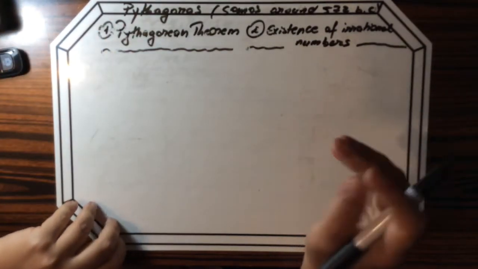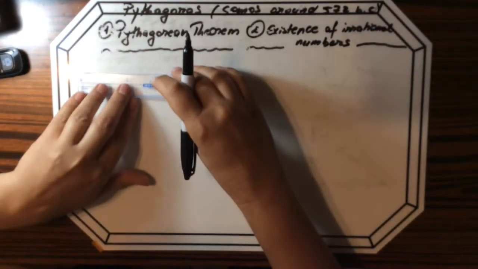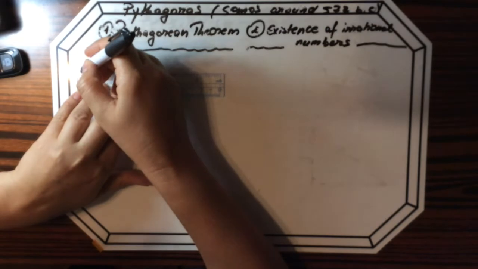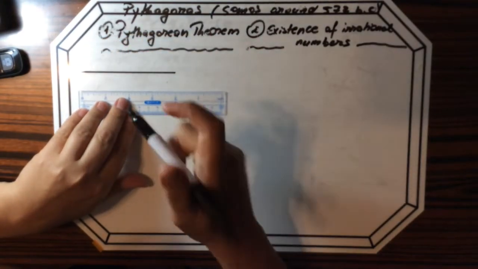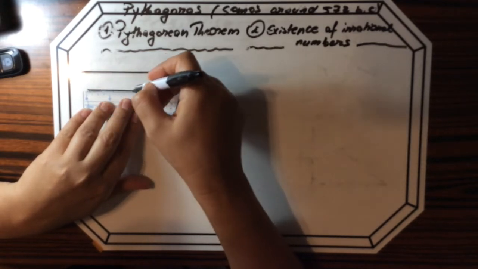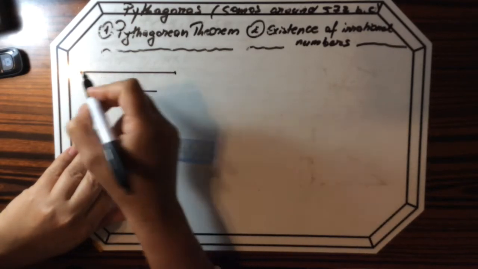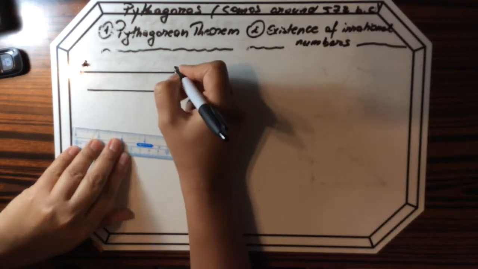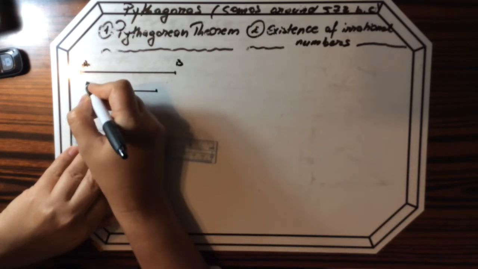Let's start with two line segments, AB, and another line segment, CD. So let me call this segment AB, and this is the segment CD.